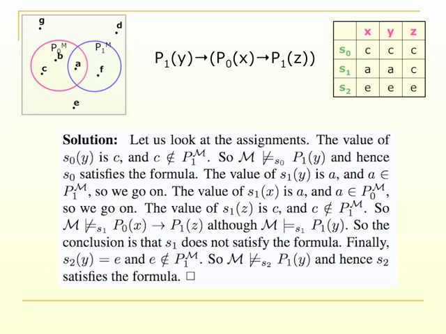Let us look at it a bit more carefully. The value of S0y is c, and c is not in the interpretation of P1 in M. So certainly S0 does not satisfy the formula P1y in M. But then S0 satisfies the whole implication because it doesn't satisfy the hypothesis.